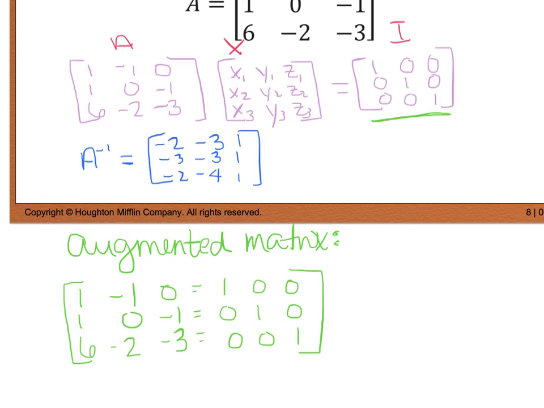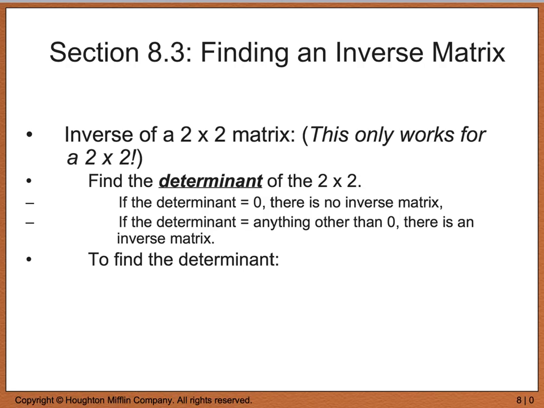In the case of a 2 by 2 matrix, and this only works for a 2 by 2 matrix, we can tell whether or not a 2 by 2 matrix has an inverse just by looking at the determinant. If you calculate the determinant and you get 0, then that tells us there is no inverse. If you calculate the determinant and you get anything other than 0, then that tells us that we have an inverse.